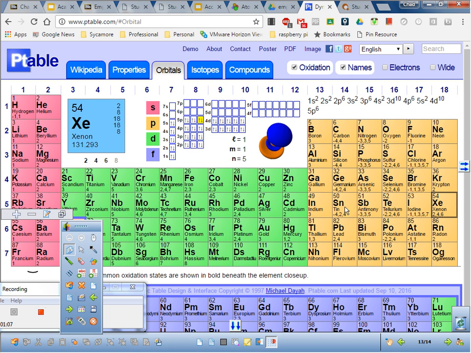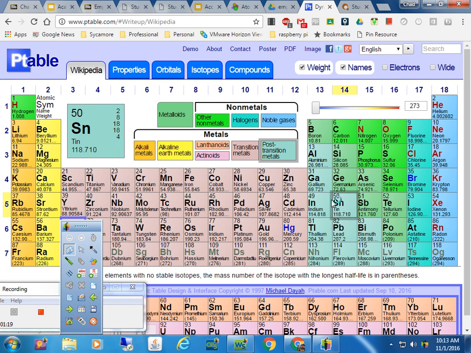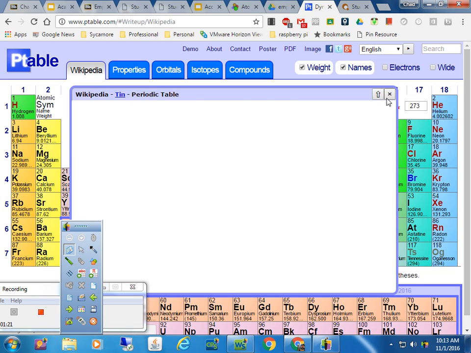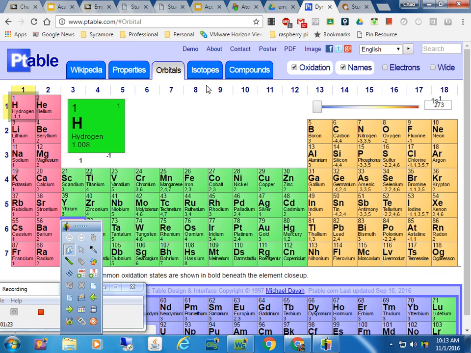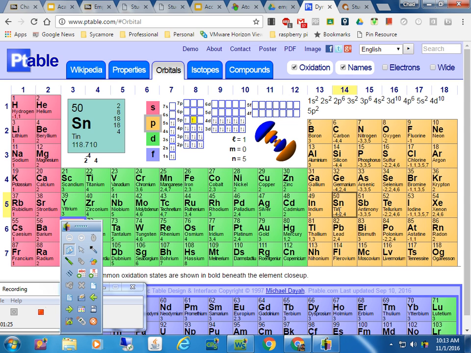So I'm going to cheat. Let's click on 10, and we'll go to the orbital side here. There's the orbital. Let's click on 10, and sure enough, it ends with 5p2.